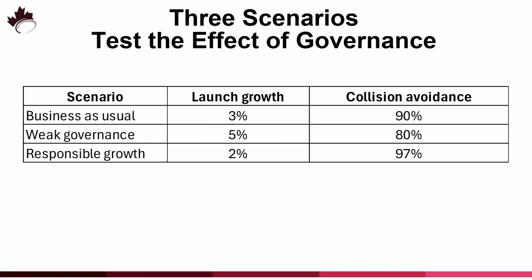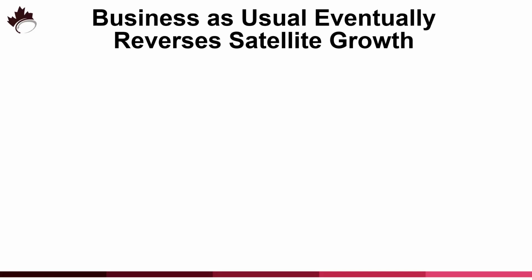So if we look at the parameters of interest for governance, we have growth rate and collision avoidance. And we compare 3 different scenarios: business as usual with a growth rate of 3% and a collision avoidance of 90%, weak governance with a growth rate of 5% and a collision avoidance of 80%, and responsible growth with a 2% growth rate and a 97% collision avoidance.